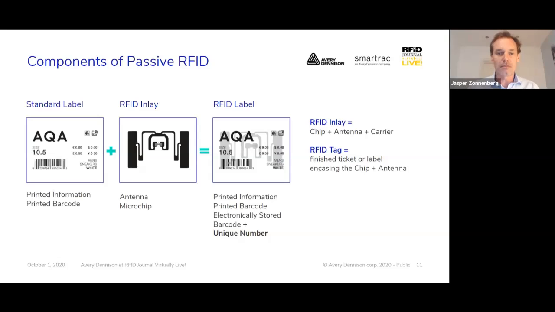Now let's look, this is again very basic, at the components of a passive RFID tag. Passive means it's an RFID tag without a battery. You basically have the standard label on the left that you used to have, carrying a barcode in this case with printed information. You then have an RFID inlay, and the inlay is just the antenna and the chip on a substrate, that can then be laminated into the standard label, and then you have an RFID label or RFID tag.